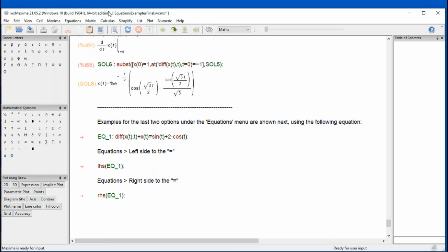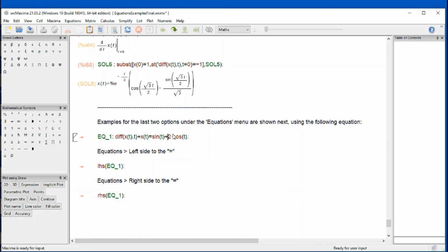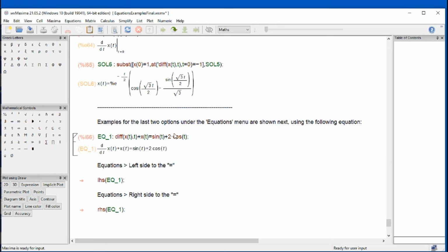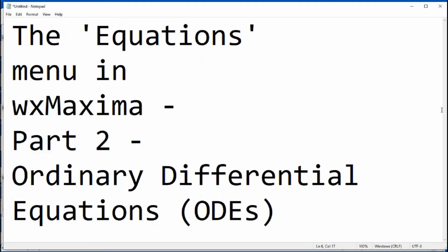The last two options under equations are left side and right side. Basically, if you have an equation which could be a differential equation like this EQ1, the function left-hand side will give you the left-hand side of the equation, and the function right-hand side will give you the right-hand side of the equation. And that will be the end of this part 2 of the equations menu in the wxMaxima part.